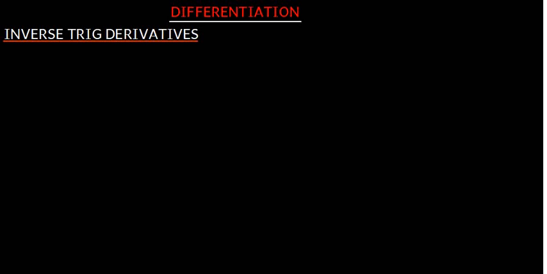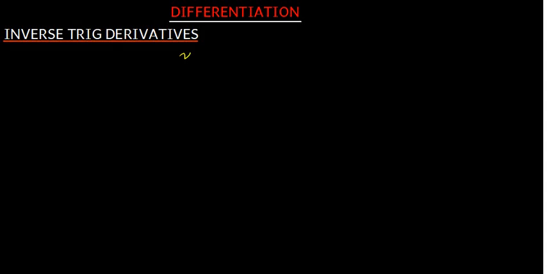We go over inverse trig derivatives. Say we've been given y is equal to sine inverse of x. How do we find the derivative of this one? If we have something like this, we can introduce sine on both sides, and so we're going to have sine y is equal to x.